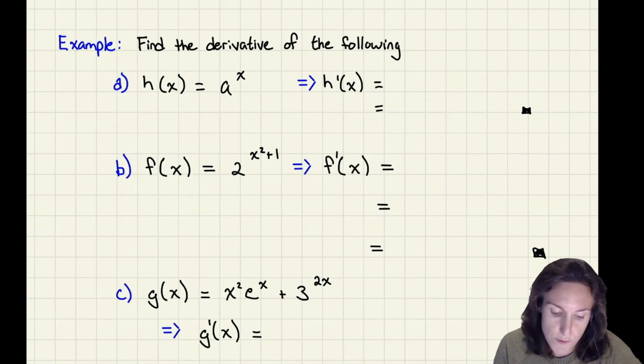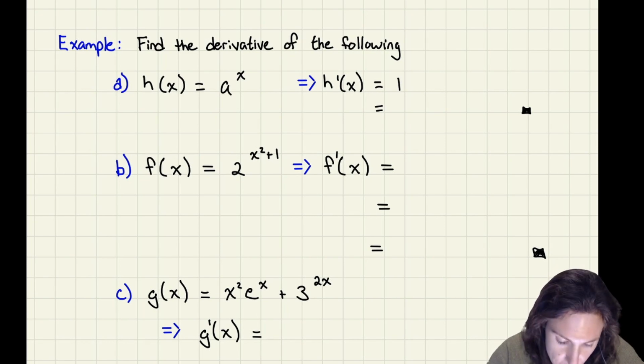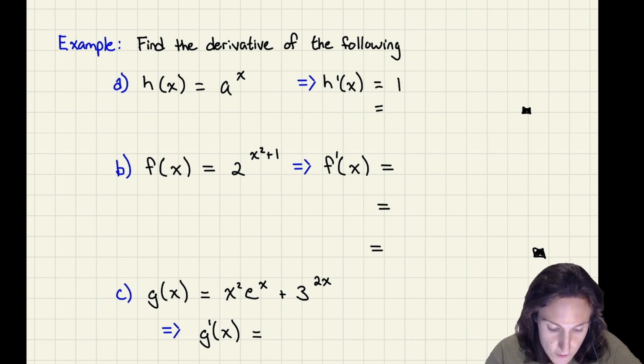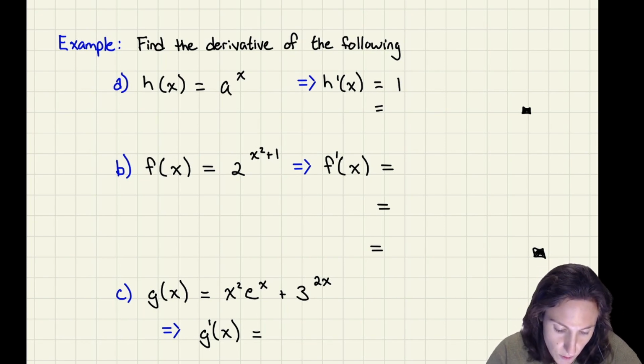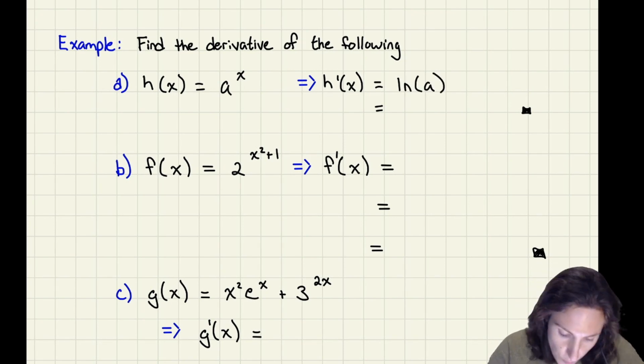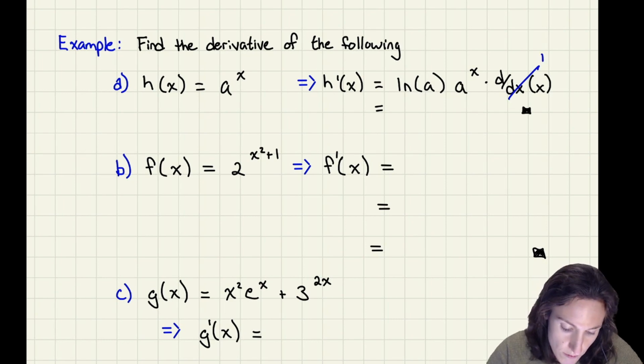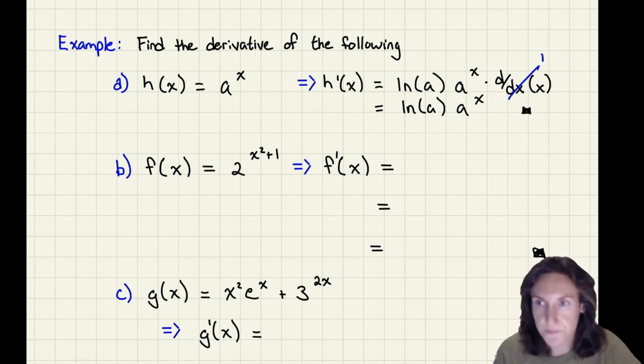Usually in textbooks, they first introduce this as the rule, but I prefer to just do the general one so it'll seem less confusing. So what's our rule again? Well, I'm going to go ln of whatever that base is. So that's our a. Rewrite what we have, and then take the derivative of whatever's in the exponent. Now d dx of x is just 1. So I have ln a to the x.